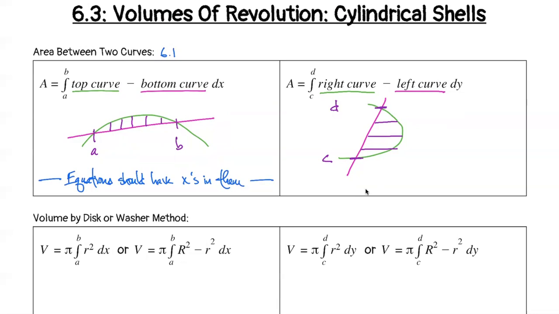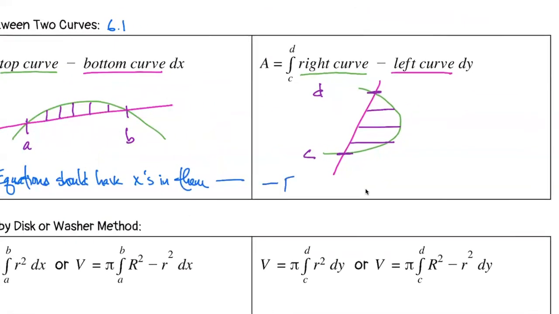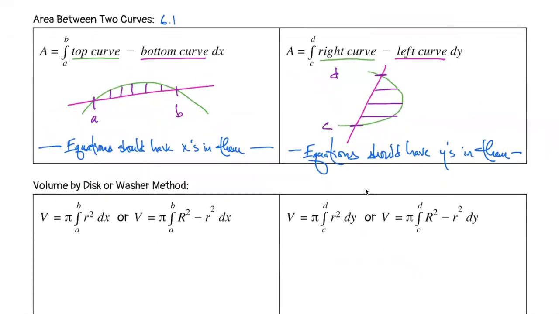And similar to what we can say for the first one, we actually want equations that should have Ys in them. And so that dy, c, d, and the equation, all of those letters should match together. And then in the first one, our a and our b, our dx, and our x's in the equation, all of those should match as well.